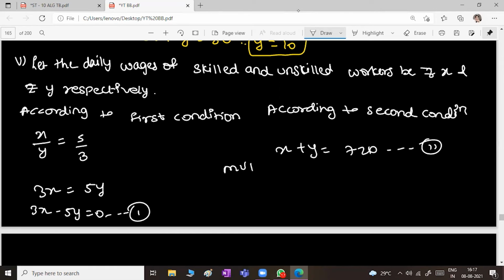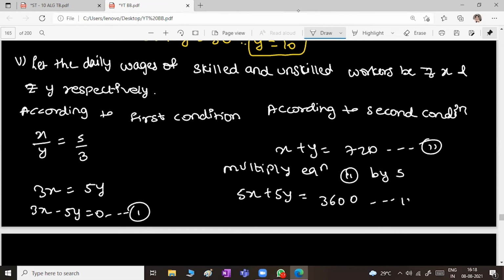Okay. So now multiply equation 2 by 5. So that तुमको इधर -5 और इधर +5, then you can add. So 5x plus 5y is equal to 72 into 5 is 3600 और एक 0 आएगा. ठीक है. So now this be your equation number 3. Now adding equation 1 and 3. So add करो ये equation.